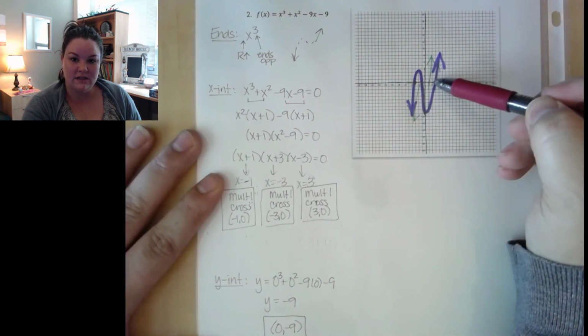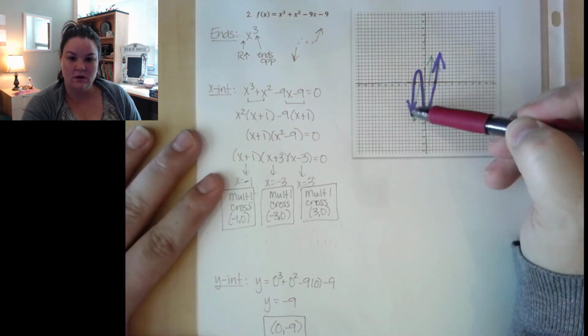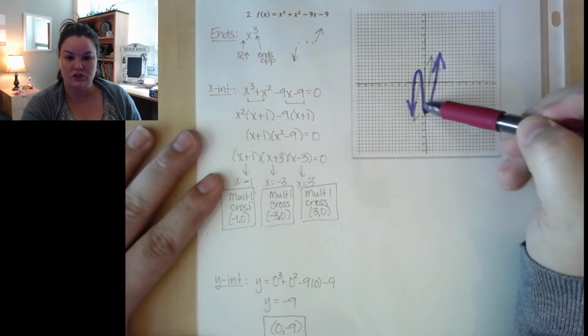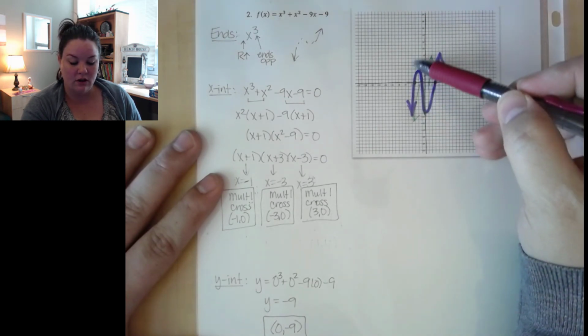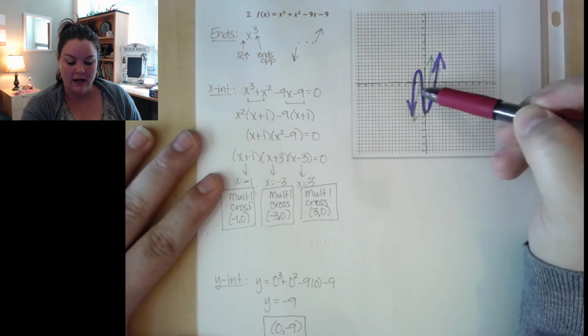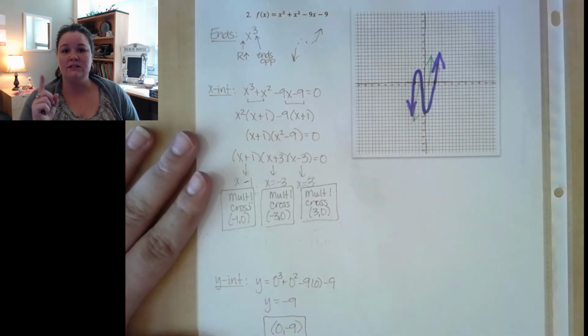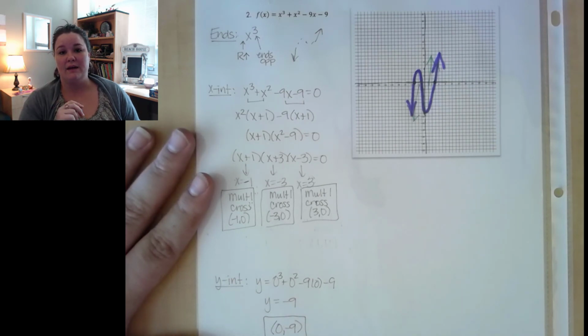We know our right side's going up, we know our left side's going down, and we know it should cross through all those points. So we just go ahead and make that shape. Again, if your loop goes a little higher or a little lower on either of these, that's okay, as long as you have the correct intercepts, touching or crossing, and end behavior.